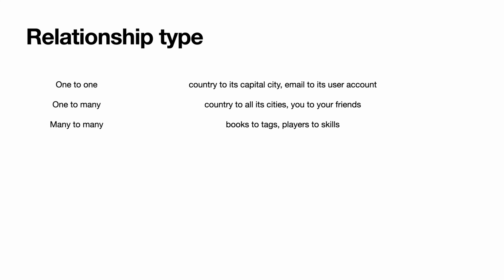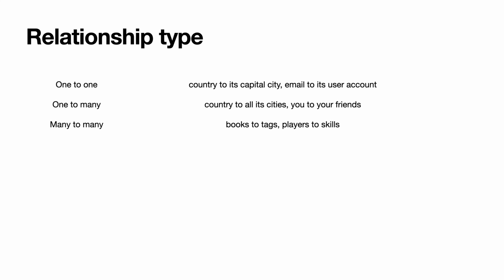Next, let's talk about relationship types. In reality, most relationships between data can be categorized as one-to-one, one-to-many, and many-to-many. One-to-one means the data has and only has one related data. For example, country to its capital city, email to its user account. One-to-many means that one data has many related data. This is also the most common relationship type. For example, country to all its cities, you to your friends.